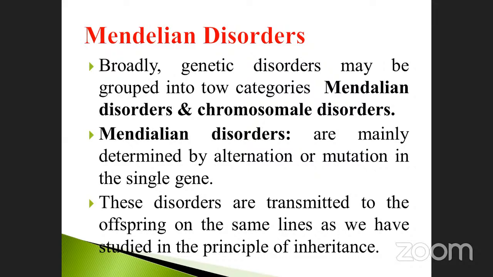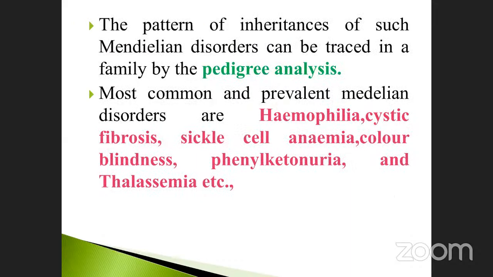What is a Mendelian disorder? See here, the Mendelian disorders are mainly determined by alteration or mutation in a single gene. Note it down here. Here the gene alone is responsible for the particular disease. These disorders are transmitted to the offspring on the same lines as we have studied in the principles of inheritance. So this is also an important one.